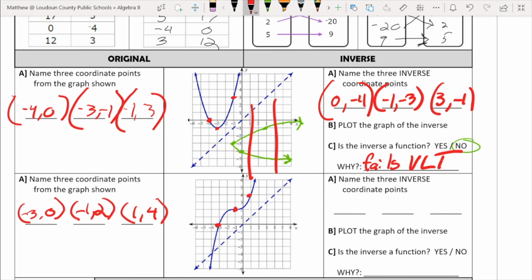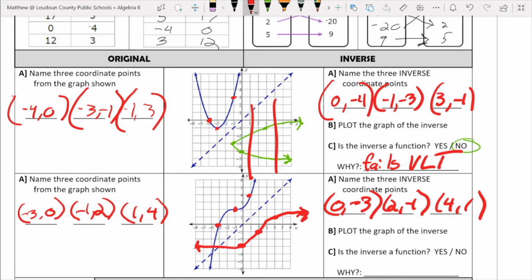All right. Now let's name 3 inverses. So we just flip them. 0, negative 3 now. 2, negative 1. 4, 1. And let's plot those points. 0, negative 3. There's 1. 2, negative 1. There's 1. 4, 1. Boom. All right, so this is going to look like something like that. Okay, not the prettiest.